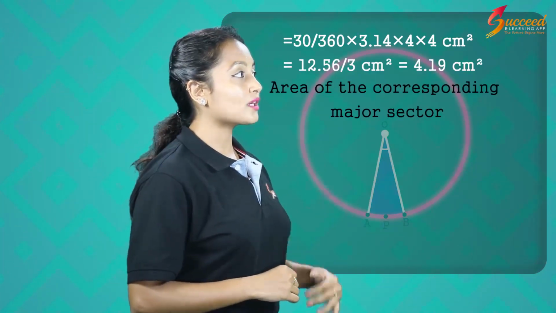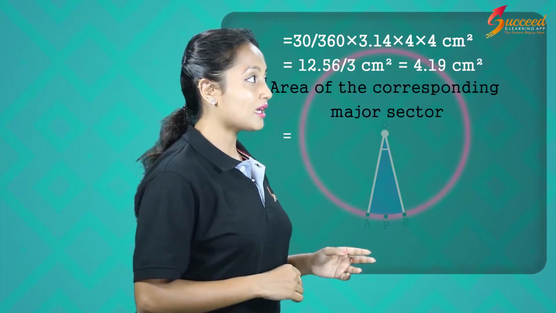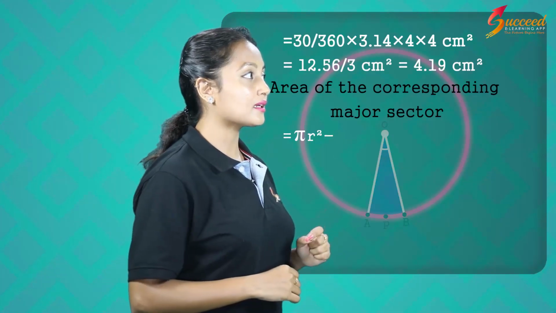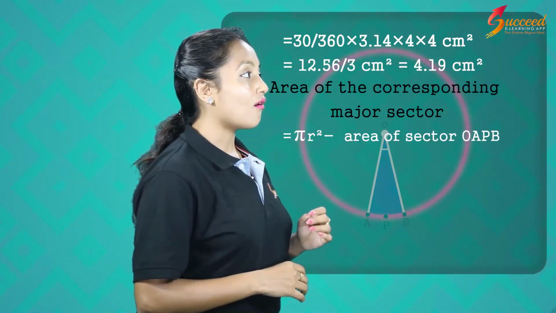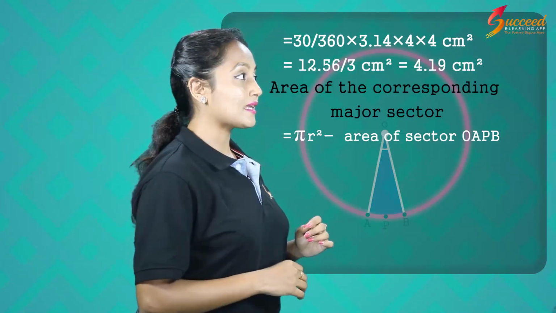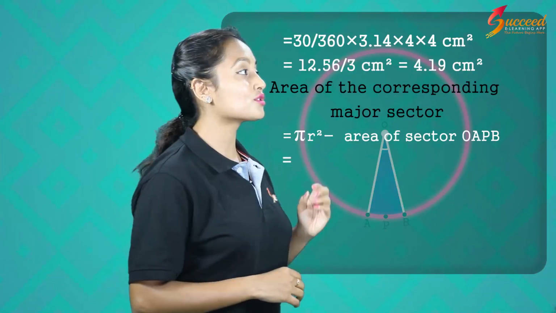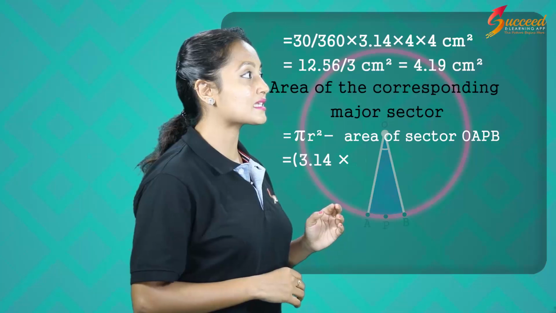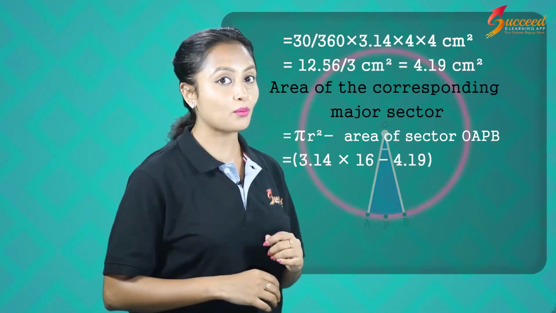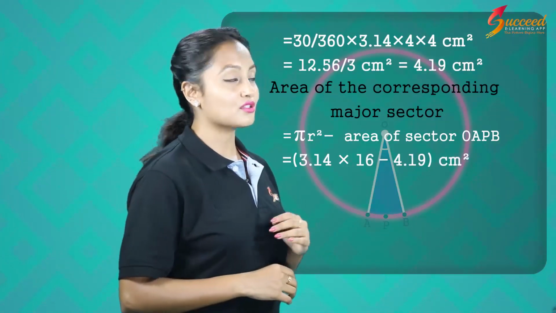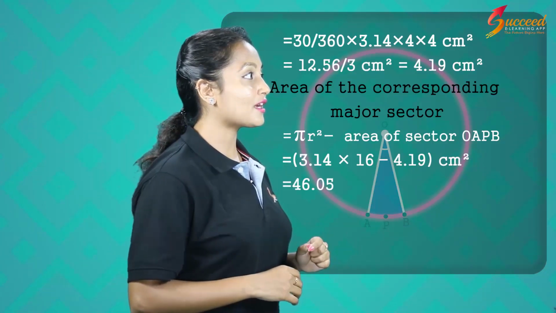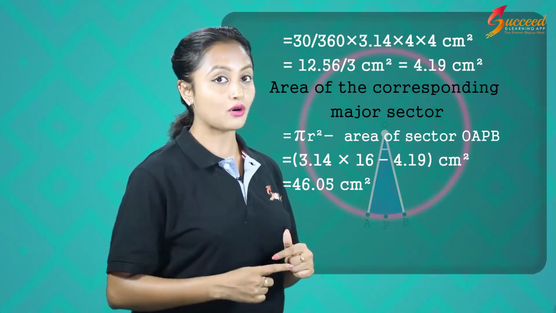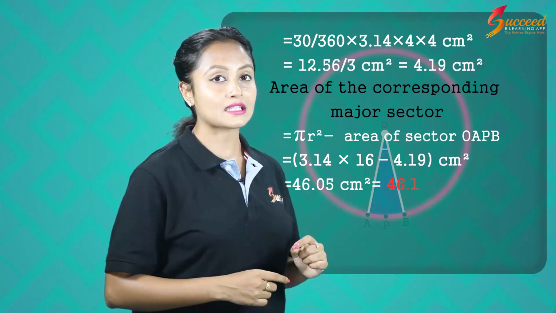Area of the corresponding major sector is given by pi r square minus area of sector OAPB. On substituting the values, you get pi is 3.14. So 3.14 into 16 minus 4.19 centimeter square, which is equal to 46.05 centimeter square. On rounding off, we get 46.1 centimeter square.